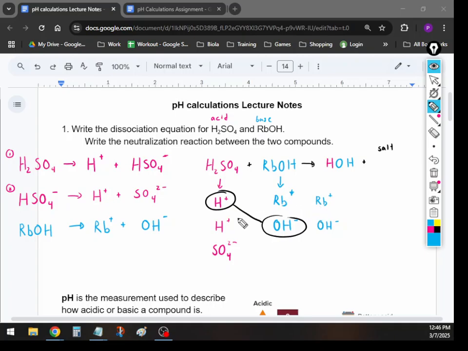Okay, and so what's going to happen is this hydrogen is going to react with this OH. And if you take a look, how many waters are we going to make then? 2. So we put a 2 in front right here. That's how we know how many waters we make.